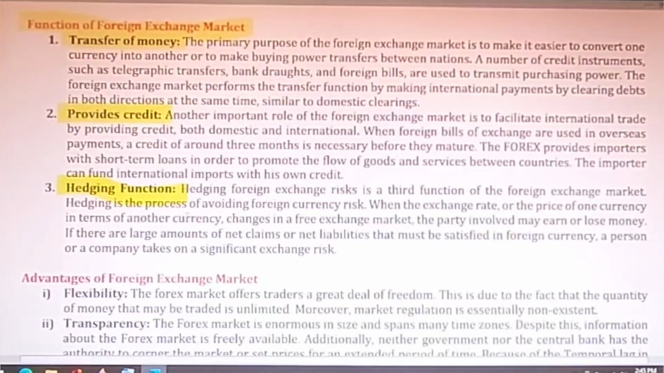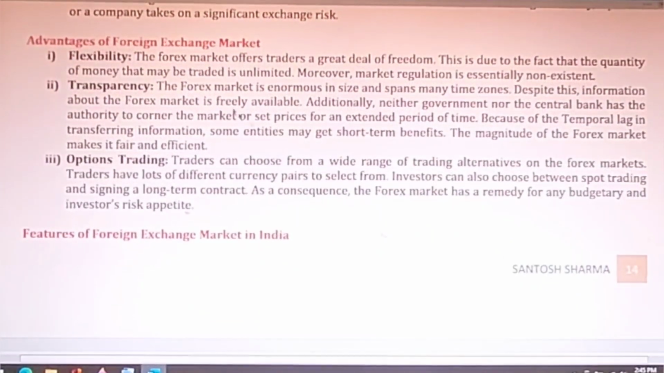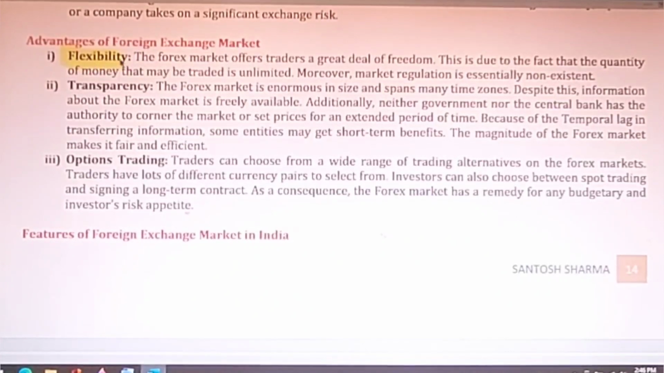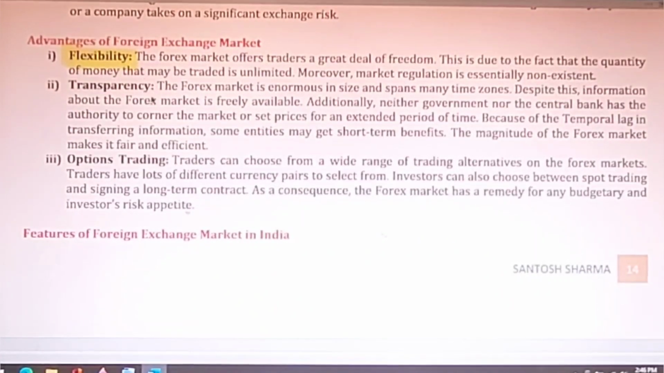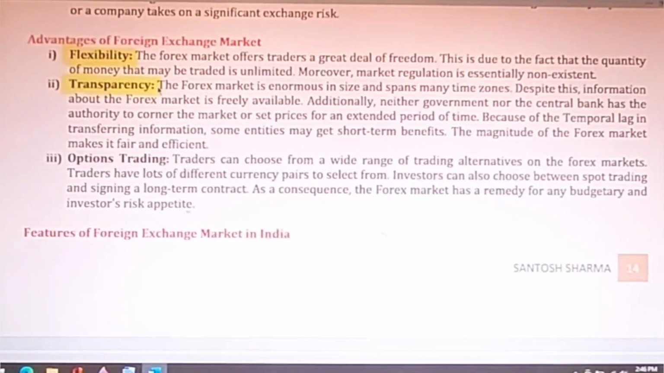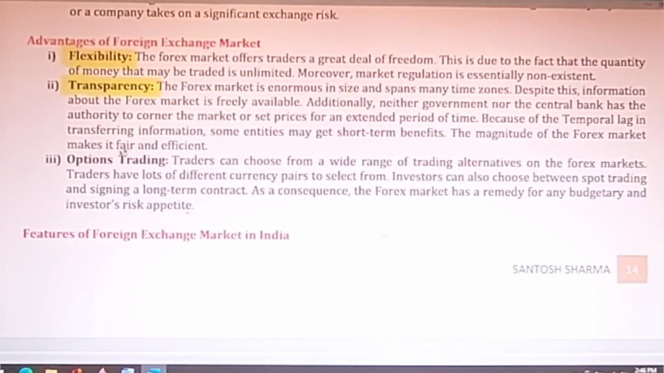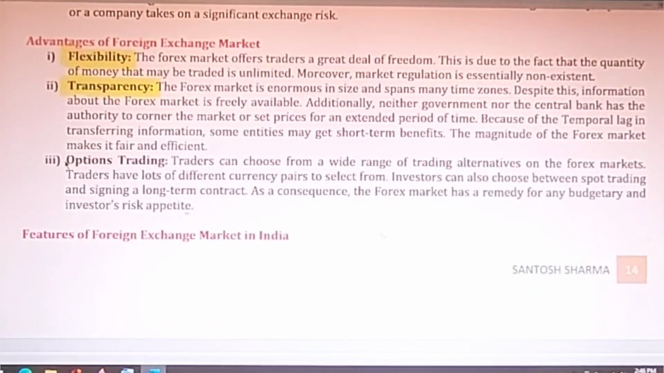So very important one. And there are some advantages of foreign exchange market, like it provides the much essential flexibility in the trading activities, and it also provides a very transparent platform for international trade. So there is very less chance of cheating and fraudulent activities. Then it provides options trading.